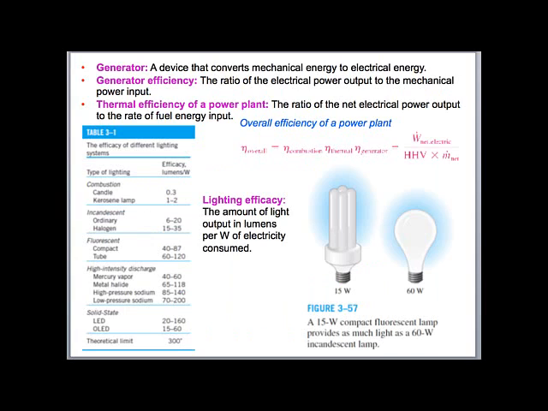We can talk about the overall efficiency of a system too. If we consider combustion efficiency times thermal efficiency times something else, maybe if we're talking about a generator, we can basically look at the overall efficiency of something.